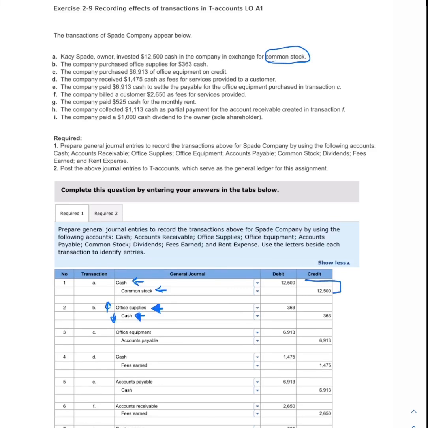Both are assets. Is the accounting equation in balance? Well, let's just check. Assets equals liabilities plus equity. You had one asset go up by 363. Had one asset come down by 363. No change. There was no change to liabilities and no change to equity. Accounting equation still in balance.